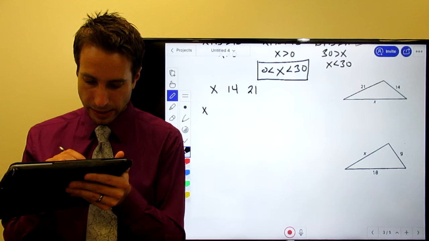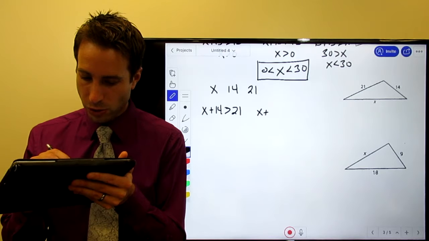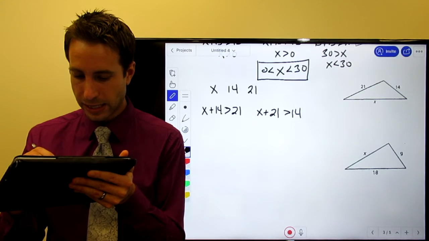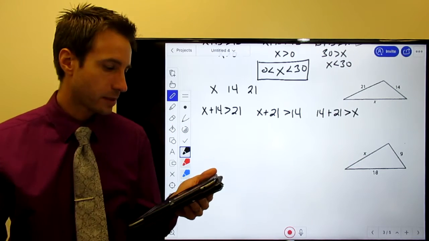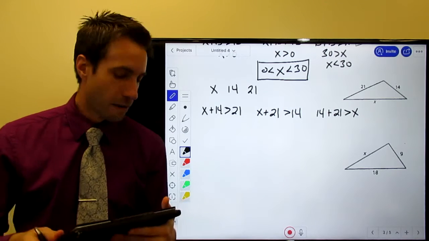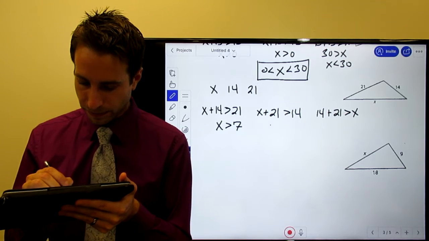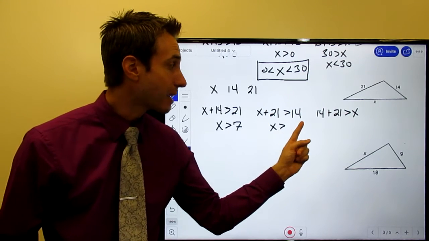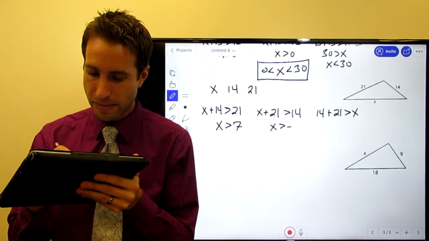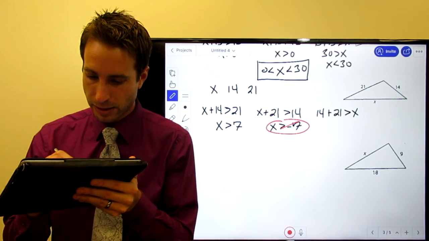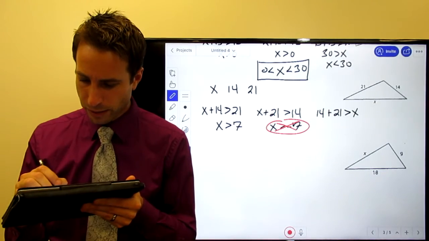Set them up. x plus 14 needs to be greater than 21. x plus 21 needs to be greater than 14. And 14 plus 21 needs to be greater than x. All right, start solving. I subtract 14 and I get x has to be greater than 7. I subtract 21. 14 minus 21, careful, you're going to get a negative number. Turns out to be a minus 7, but we already talked about that. Can't be negative. Throw that one out. 14 plus 21, 35.